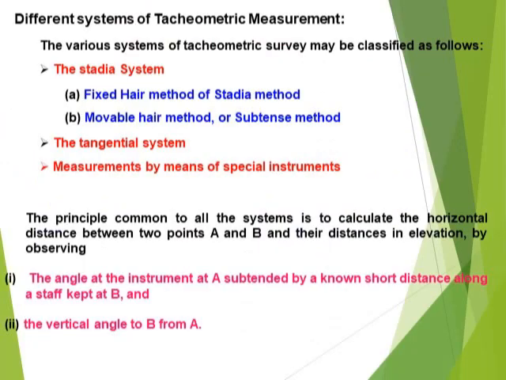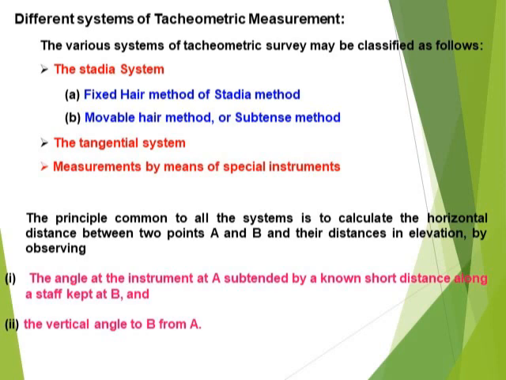Now, the different systems of tacheometric measurement. There are various systems of tacheometric survey which can actually be classified into three. First one is the stadia system. Second one is the tangential system. And the third one is the measurement by means of special instruments. The stadia system can actually be divided into two: the fixed hair method or stadia method, and the second one, the movable hair method, which can also be called the subtense method. I would be giving more information on the first one, that is the fixed hair method or stadia method.